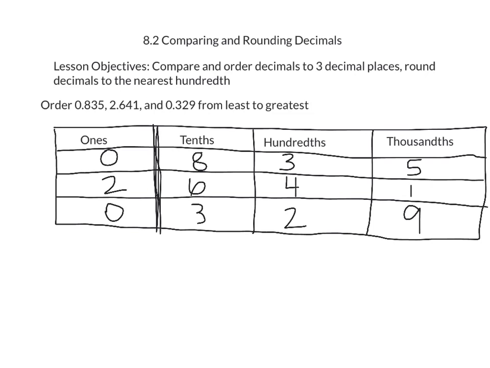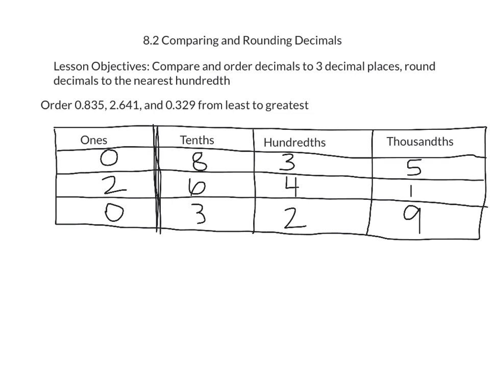Now to start, we're going to look at our largest place value and compare those. So we're going to look at our ones place. Now only one of our numbers has a value in the ones place. So that means when we compare the ones, 2 and 641 thousandths would be our largest number. So now we just need to compare 835 thousandths to 329 thousandths.